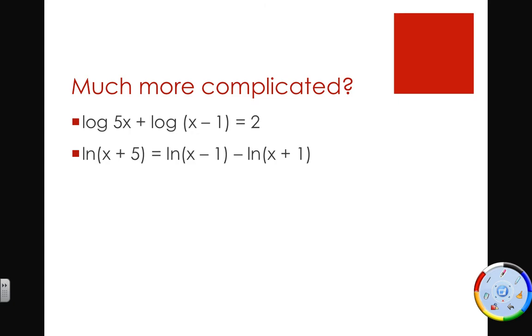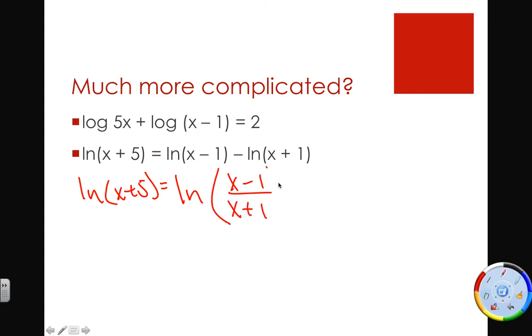Natural log of x plus 5 equals natural log of x minus 1 minus natural log of x plus 1. Well, I'm going to use some properties here. On the right-hand side, I have the difference of logarithms. So that tells me to do subtraction, which means division.